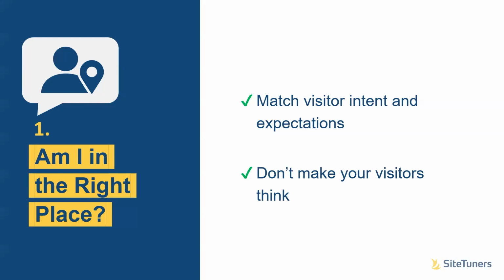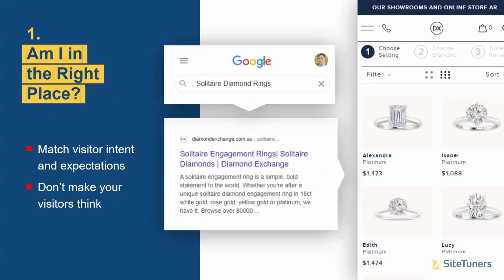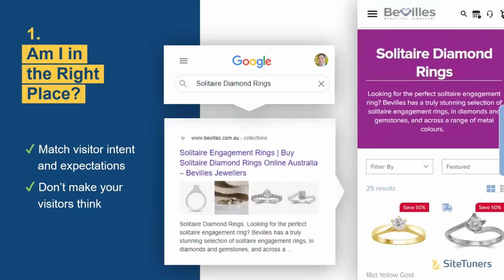Now, am I in the right place? Why is that important? Well, we're matching the visitor intent with their expectations, and you don't want to make your visitors think. So with that, here's an example of, I'm doing a search for solitaire diamond rings. Solitaire diamond rings were promised in the ad. And then when I get to the page, I don't know whether those are solitaire diamond rings or not. I wouldn't know a solitaire diamond ring unless it bit me. All right, I'm exaggerating a little bit, but here's a similar ad: solitaire diamond rings, same query. Solitaire diamond rings are promised. And then you'll notice on the page, it says solitaire diamond rings.